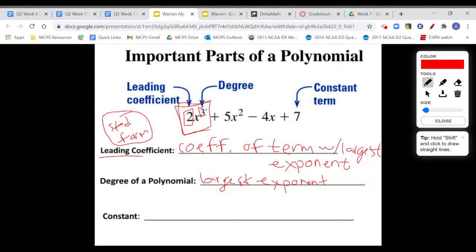Okay. And then your constant is just your plain old real number at the end. It might not always be written at the end, but in standard form, it's at the end. It's just a real number. I call it sometimes a plain number. There's nothing surrounding it, just a number. In this case, my constant is positive 7.